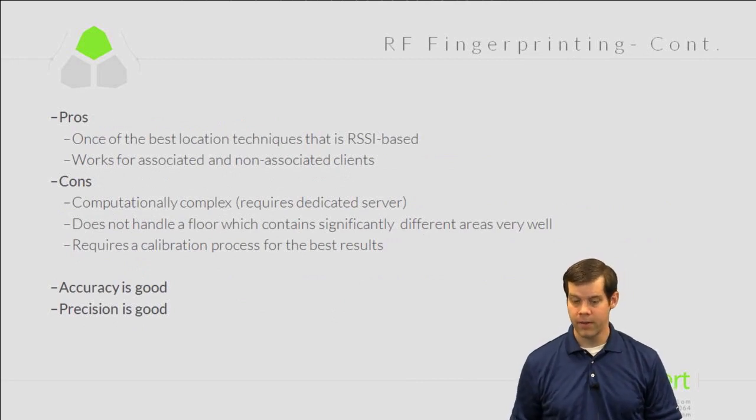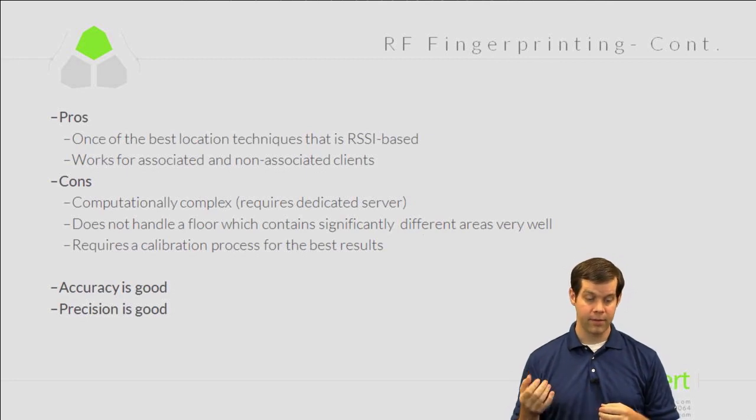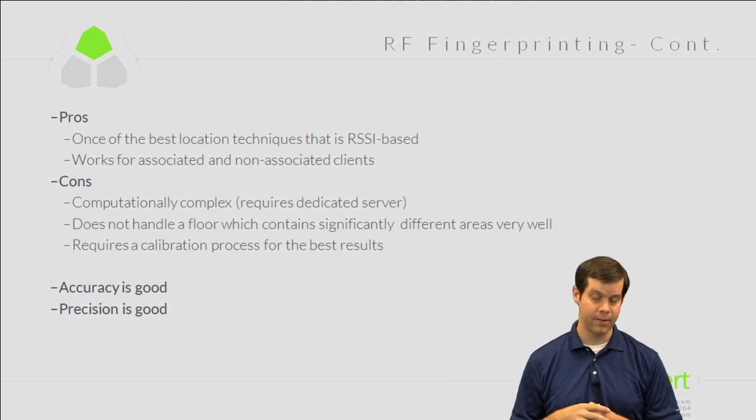So the pros of this RF fingerprinting method, really it's one of the best location methods we have that's RSSI based. It really beats the pants off of those previous methods. And it works for both associated and non-associated because it is purely RSSI based. The cons, it is computationally complex, so we do need an actual server to do the calculations for us, at least once we start talking about more than any one client at a time.